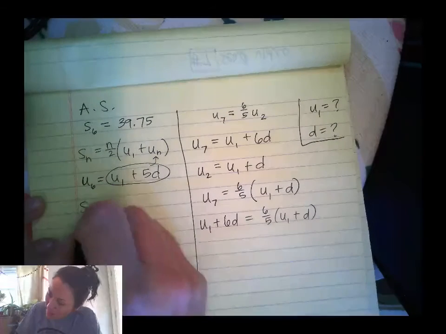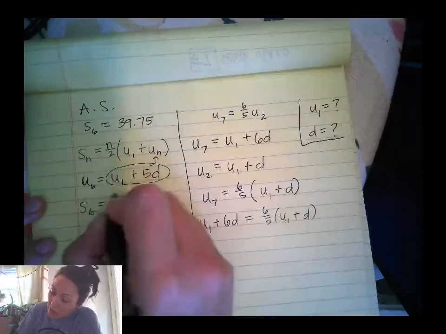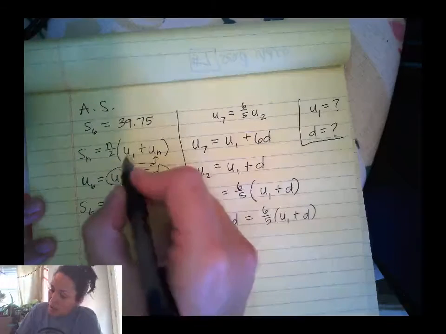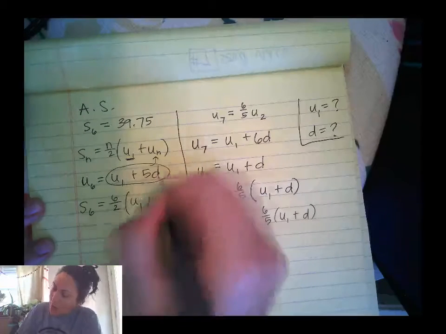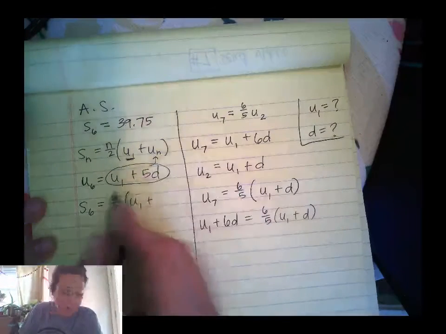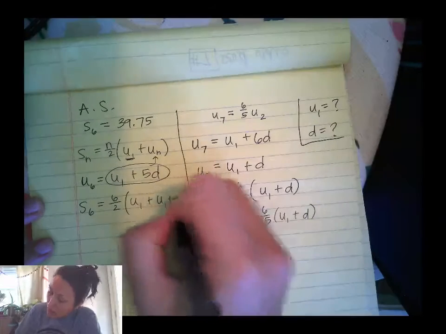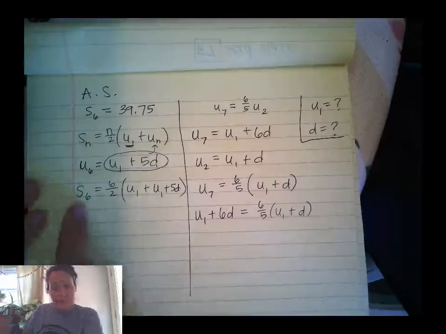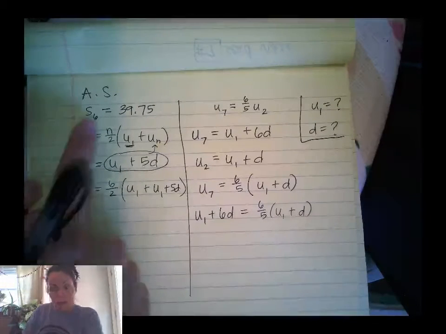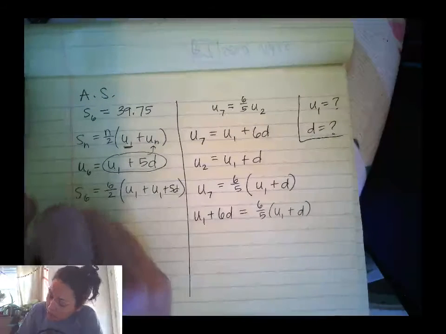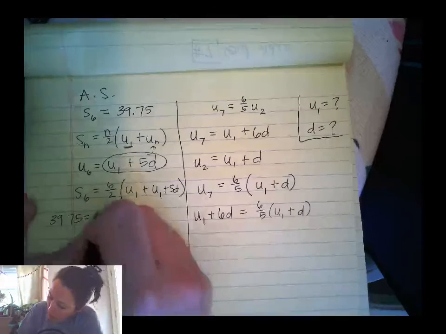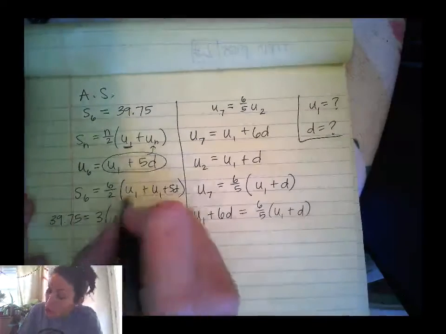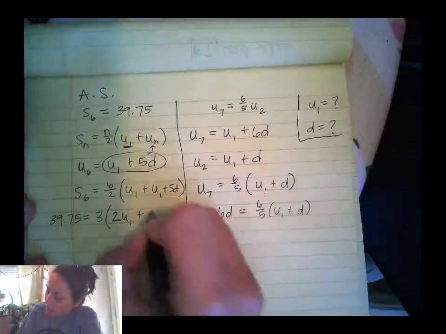So I know that S sub 6 is equal to 6, that's what n is, divided by 2, times U sub 1 plus U sub 6, which is equal to U sub 1 plus 5 common differences. Alright, last thing I'm going to do is substitute in. I don't have another equation for S sub 6. I actually know what it's equal to. So 39.75 equals 3 times, I'm going to simplify this a little bit, 2 U sub 1 plus 5d.